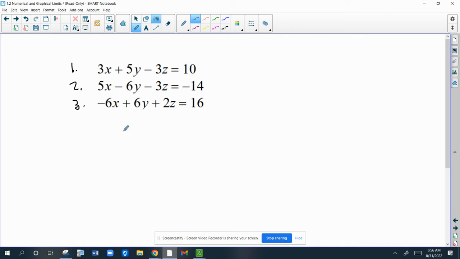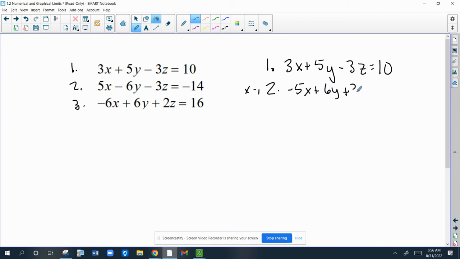So anyhow, to get rid of the z for equations 1 and 2, I'm going to leave 1 alone. And I'm going to multiply equation 2 by -1, because you'll see why immediately. Because now when I add these two together, the z's will cancel out. So I have a new equation: -2x plus 11y equals 24.